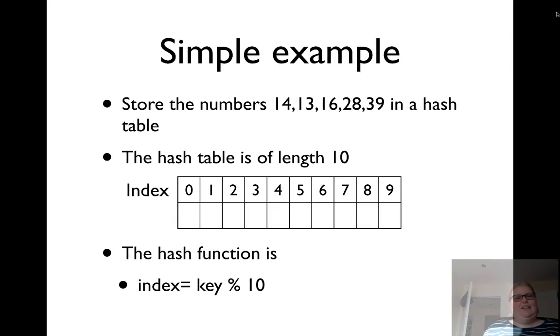A simple example. So what I'd like you to do is store the numbers 14, 13, 16, 28, and 39 in a hash table. The hash table is an array of length 10, indexed from 0 to 9. The hash function is: take the key, so that's the data, and do modulus arithmetic with 10 on that data. So I'll help you with the first one. The first number we're going to try and store is 14. 14 modulus 10 is 4, so we're going to put the 14 in index 4 in the table.